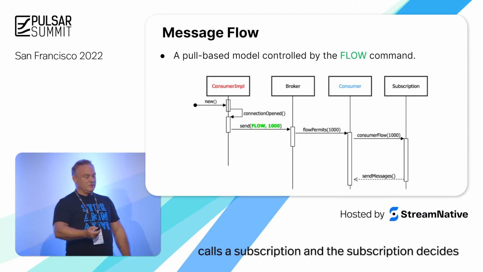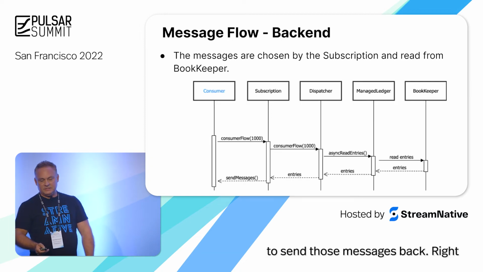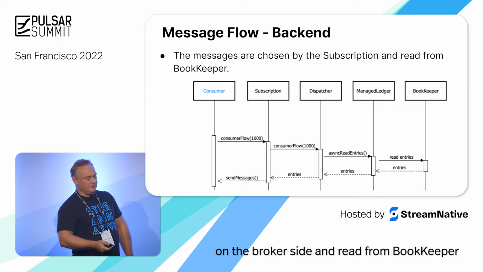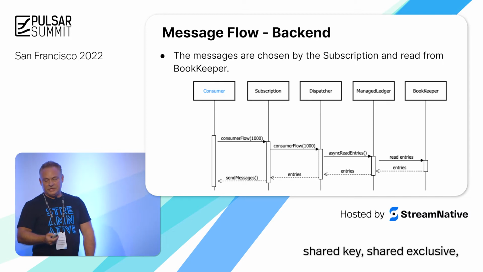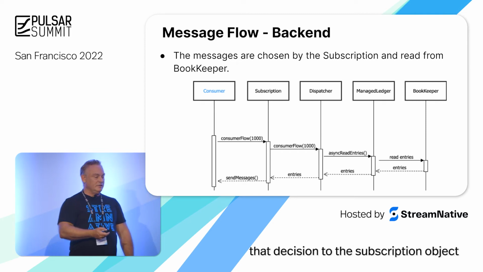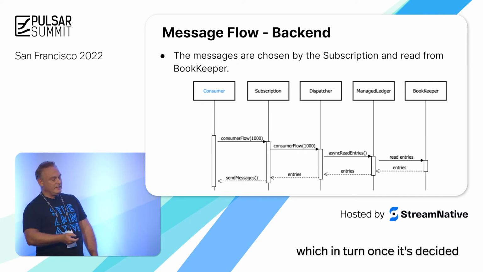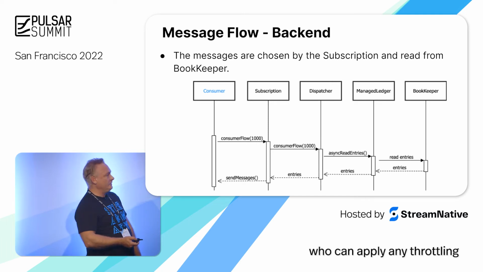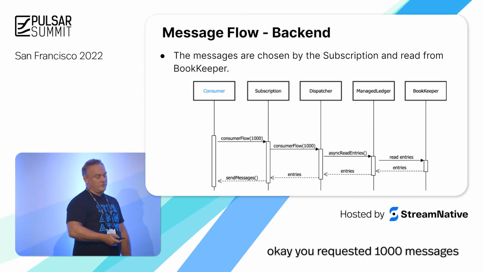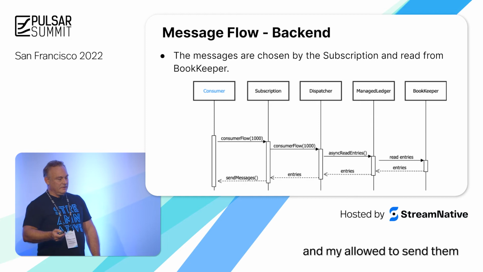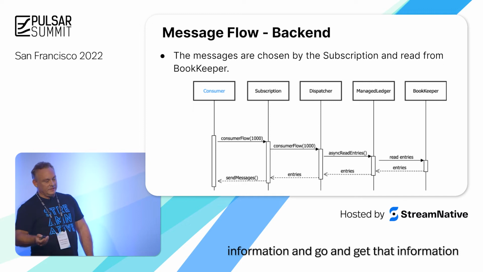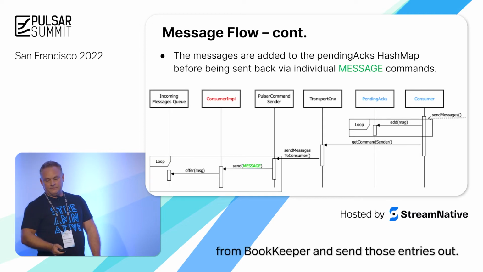The consumer gets it. It calls a subscription, and the subscription decides to send those messages back, right? Now, the messages are chosen by the subscription on the broker side and read from Bookkeeper, because again, based on what subscription type you're using, shared, key shared, exclusive, it could be different messages. So it delegates that decision to the subscription object, which in turn, once it's decided, sends off to the dispatcher, who can apply any throttling policies you have, based on namespace, topic, that sort of level, to say, okay, you requested 1,000 messages, am I allowed to send them? And if so, then it automatically will update that managed ledger in your subscription information and go and get that information from Bookkeeper and send those entries out.